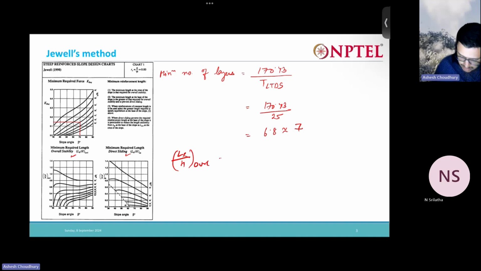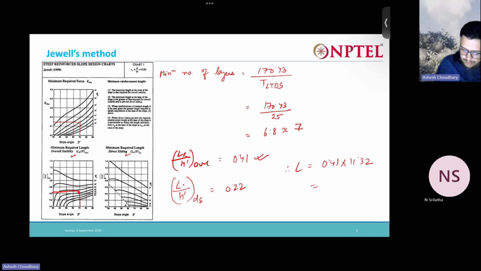So 70 degrees here. Something here we will get, approximately say 0.41. L by H prime for direct sliding you will get 0.22. So obviously we will be choosing this, therefore L is 0.41 times 11.32, which is 4.64 meters. All right. So this is what we got.